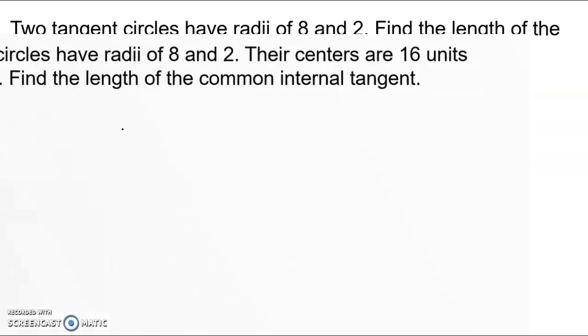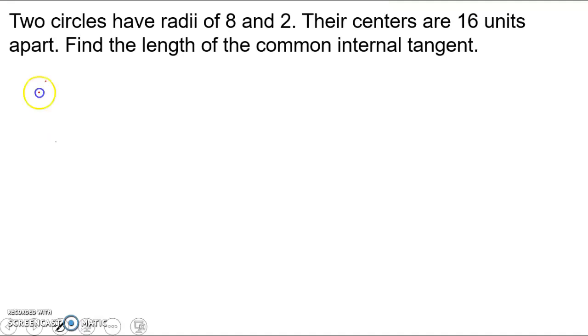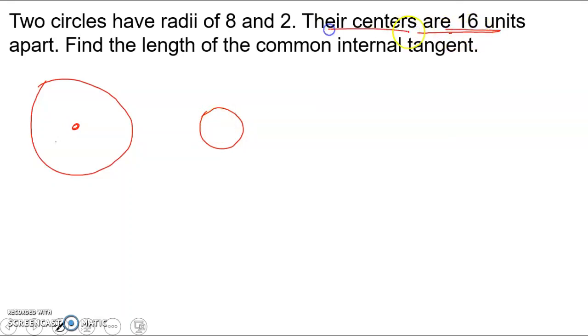All right, in this problem, we are not told that these two circles are tangent, so we cannot assume it. So we'll just draw them as if they are not tangent. So just two circles, and we're only told the distance between their centers. So if we connect their centers, we're going to get 16.